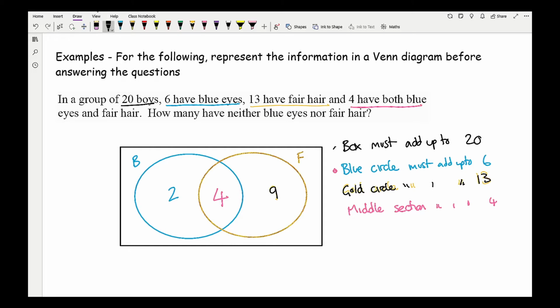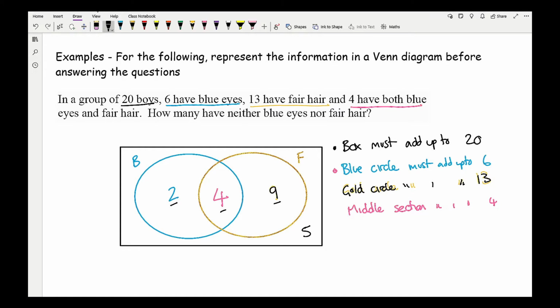Now, looking at the top instruction, it says that the box must add up to 20. So here, if I add up the numbers inside the groups, I've got 2 plus 4, which is 6, plus 9, which is 15. So 20 minus 15 is going to give me 5.